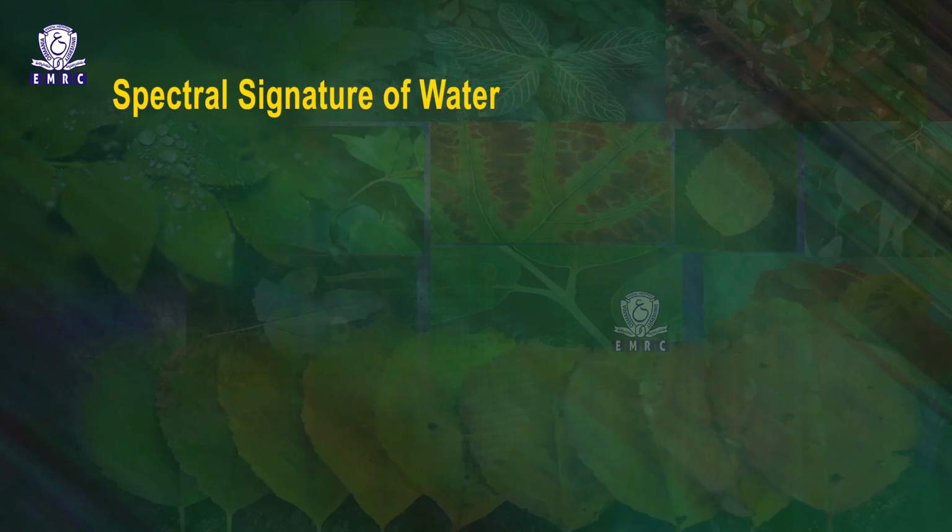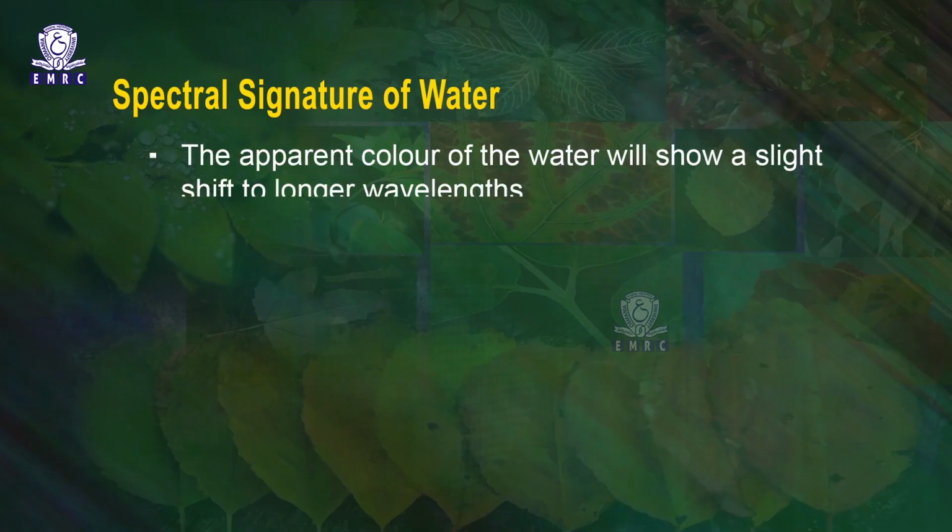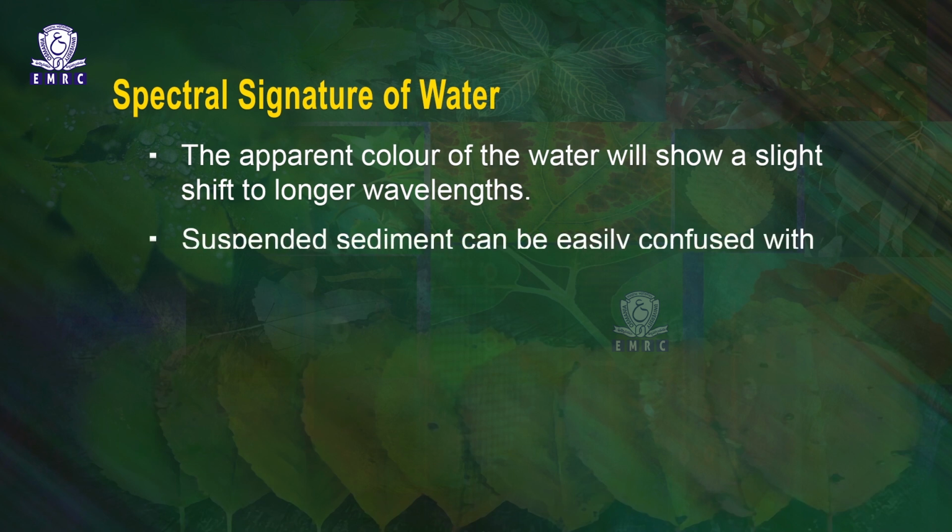If suspended sediment is present in the upper layers of the water body, this will allow better reflectance and a brighter appearance of the water. The apparent color of the water will show a slight shift to the longer wavelengths. Suspended sediments can be easily confused with shallow but clear water, since these two phenomena appear very similar.